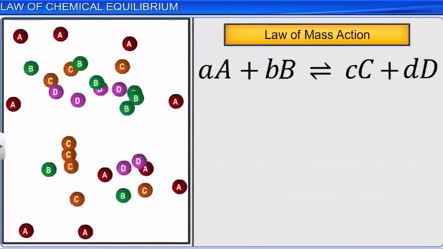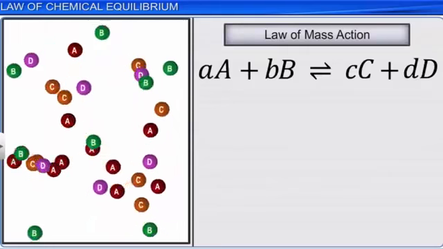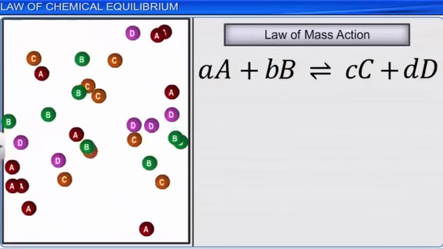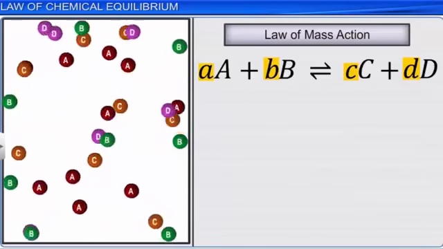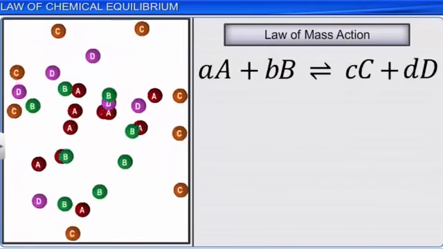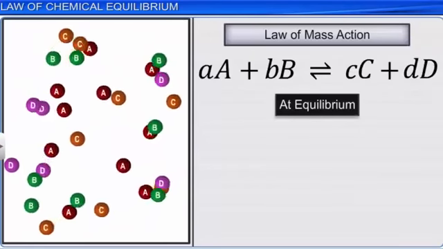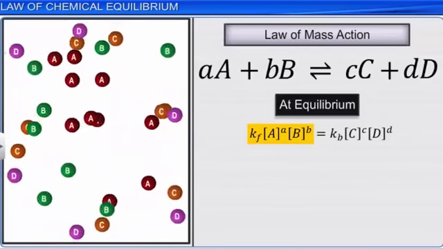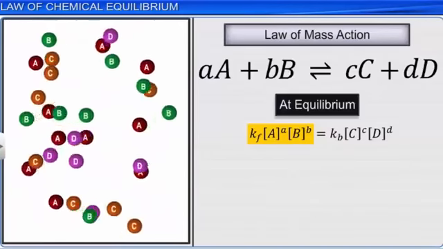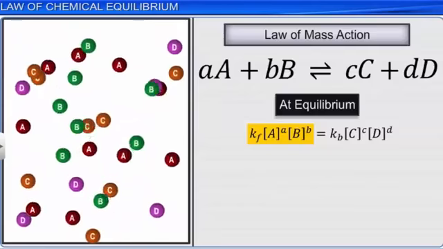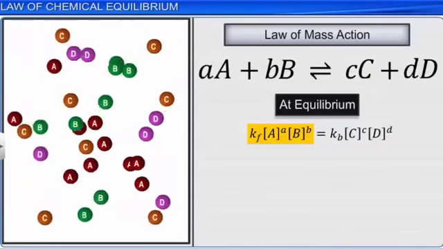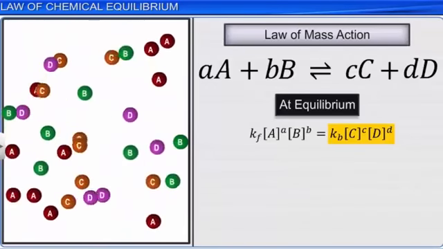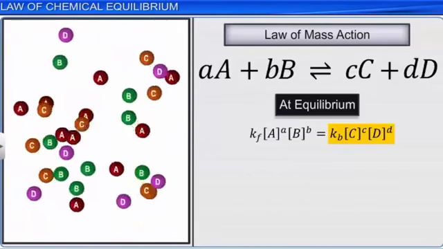On applying the law of mass action, the rate of such a reaction is proportional to the concentration of each species raised to a power equal to the stoichiometric coefficient of the reaction. It, therefore, follows that at equilibrium, Kf multiplied by the product of the concentration of the reactants, A raised to the power of a and B raised to the power of b, is equal to Kb multiplied by the product of the concentration of the products, C raised to the power of c and D raised to the power of d.